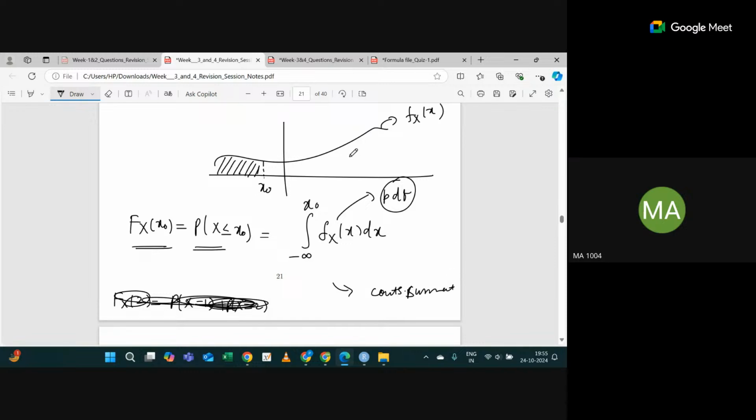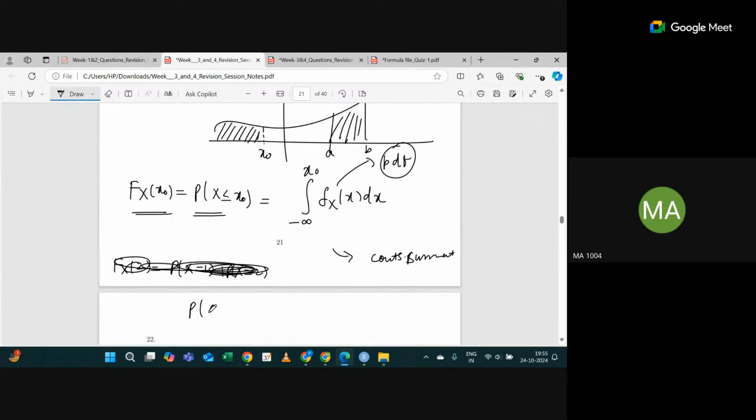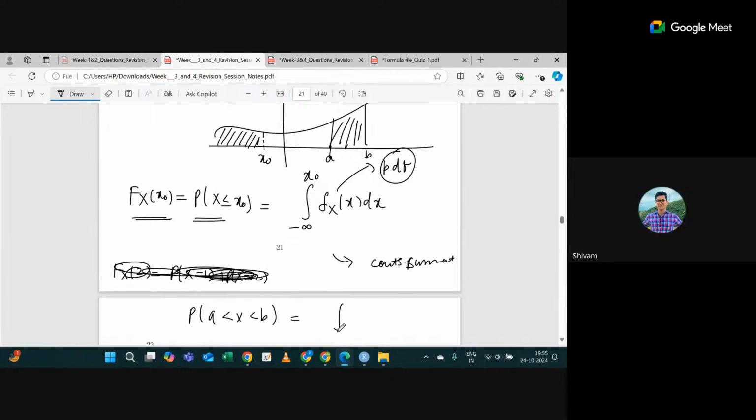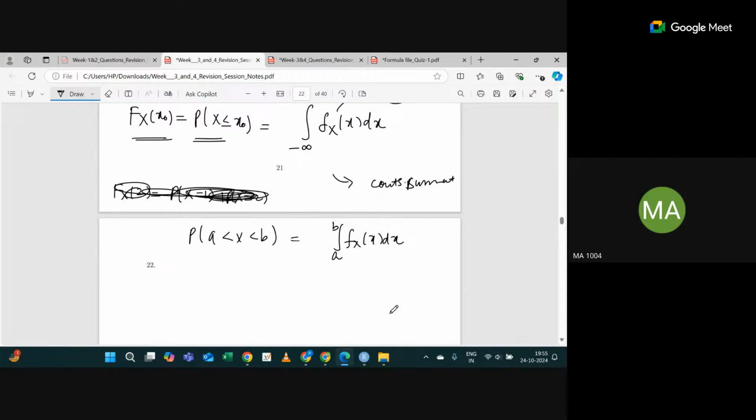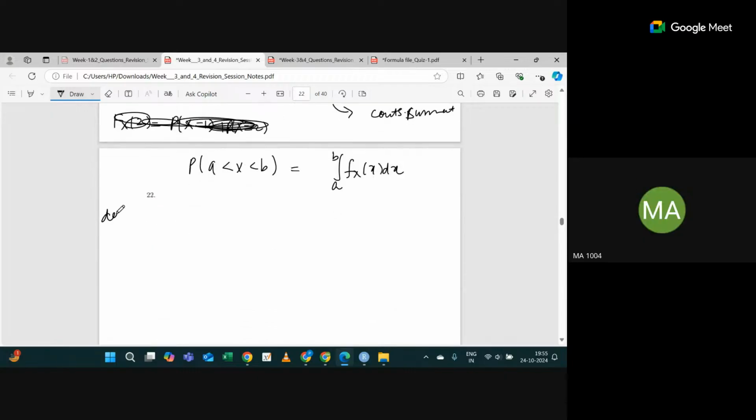What if I ask about this region? Suppose this is A, this is B. Then how will you calculate probability that A less than X less than B? That means you have to integrate from A to B. The limits will be from A to B, of the PDF dx. All right. Okay, density means what?